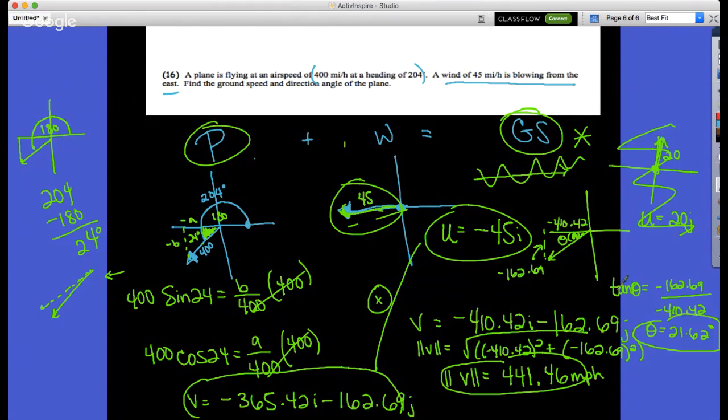Remember that the reason why I had to do tan inverse is to get tangent out of there, because I have to get theta by itself. But remember, with that 21.62, we're going to add 180 to it. The reason why is because, starting at 0, we'll add 180 to it.